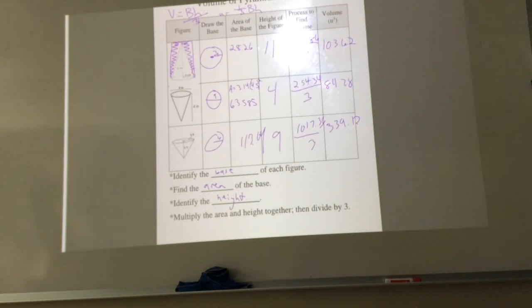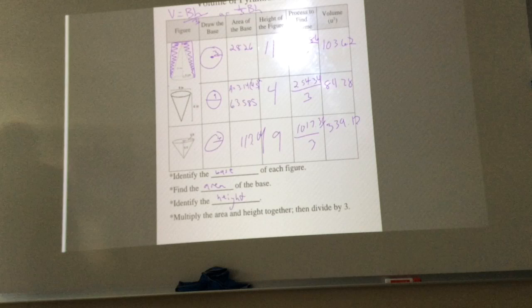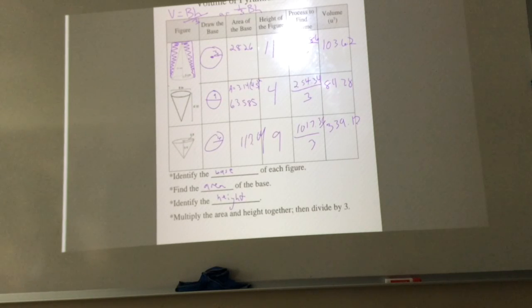Yes, Josh? For pyramids, do we still multiply, and then divide by 3? Base times height of the figure, divided by 3. Okay. So it's still that way. Yep, still divided by 3. So again, it's the area of the base times the height of the figure divided by 3. So that's why I just want you to try it, and then we'll discuss it.